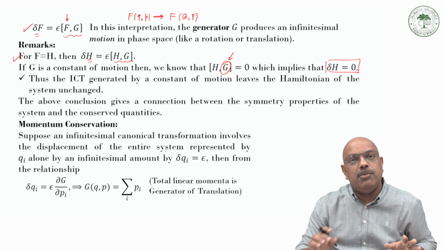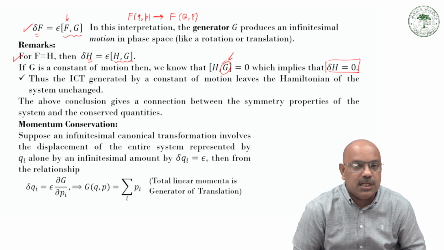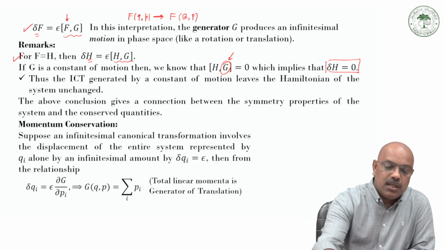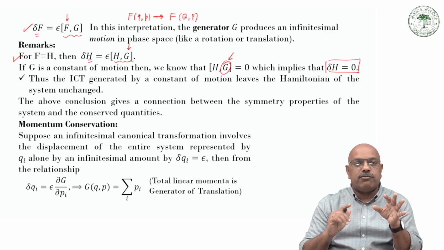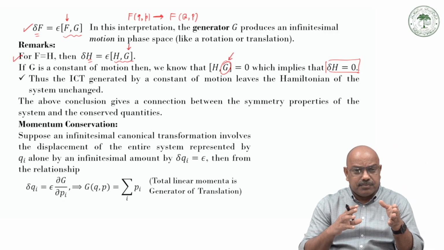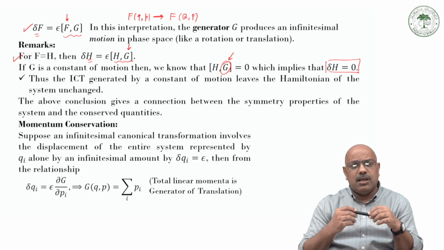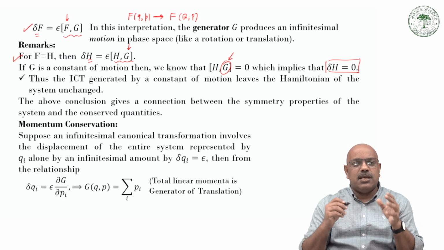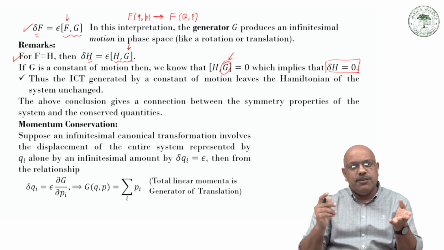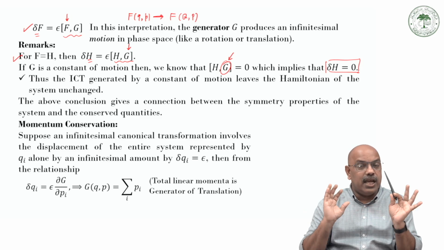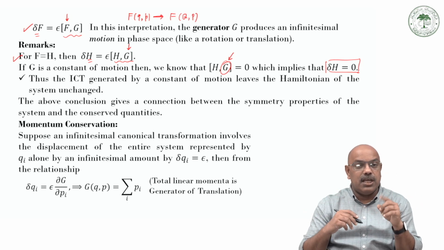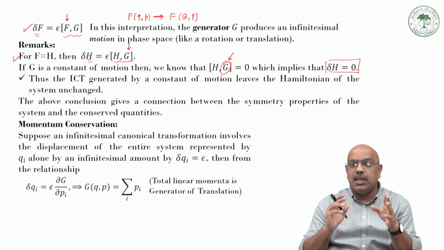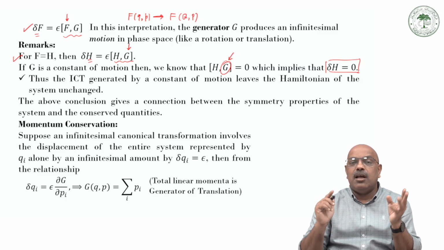So thus the infinitesimal canonical transformation is generated by a constant of motion. This is the generator of the infinitesimal canonical transformation. If the generator of that particular infinitesimal canonical transformation is a constant of motion, that leaves the Hamiltonian of the system unchanged. That is, delta H is going to be 0. So if the transformation is generated by a quantity that is a constant of motion, then that infinitesimal transformation is not changing the Hamiltonian of the system, that is, not changing the equation of motion of the system.